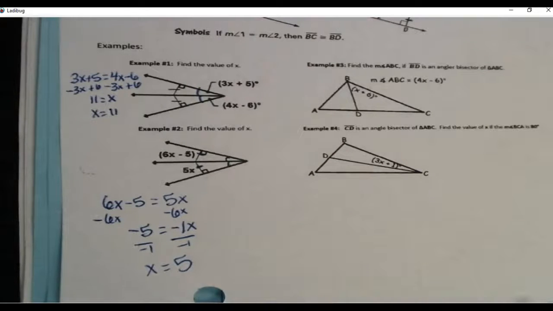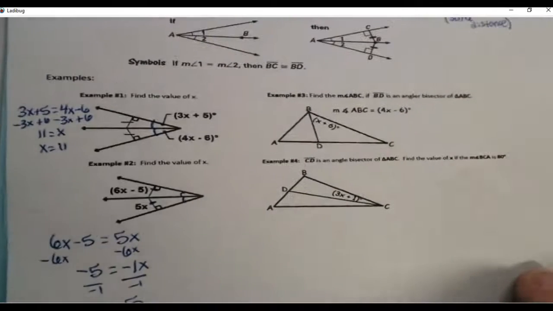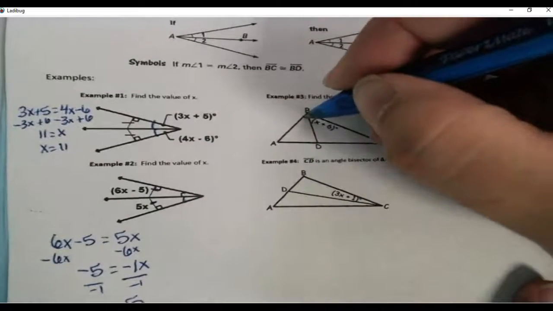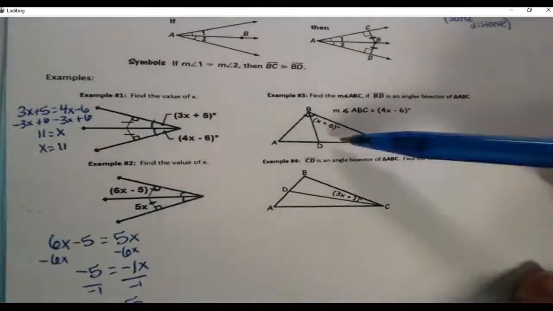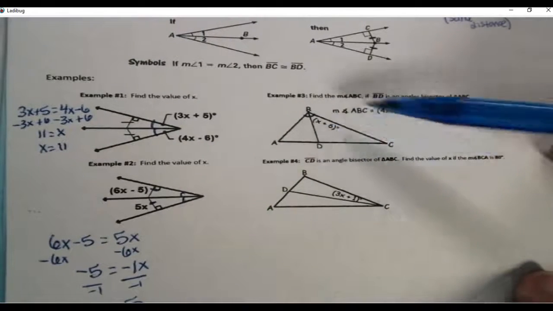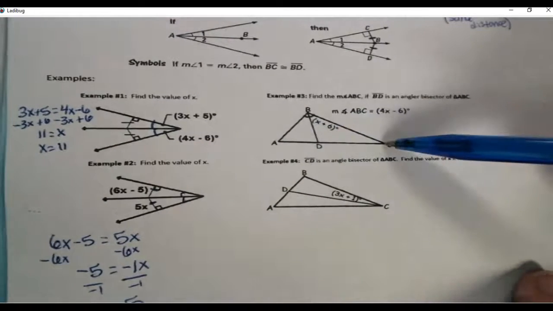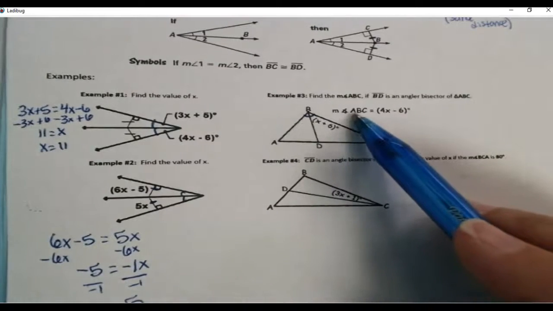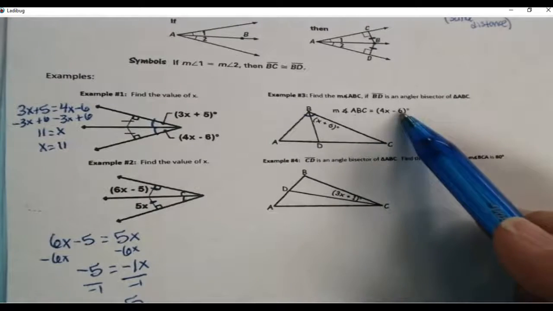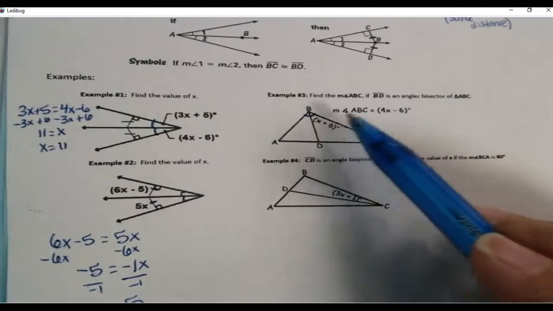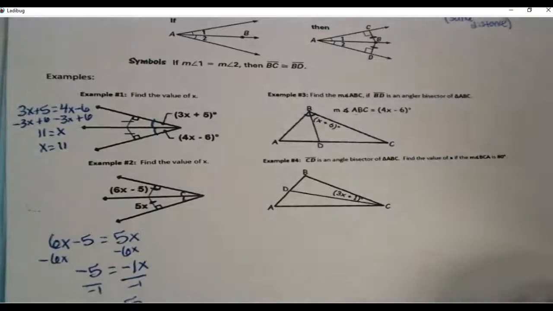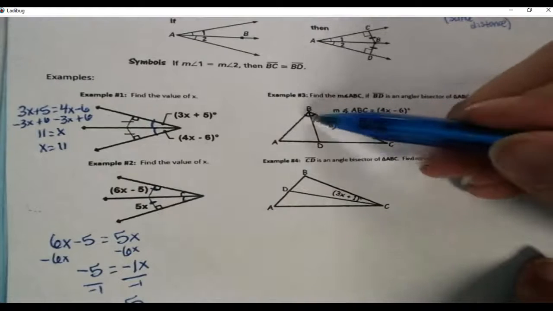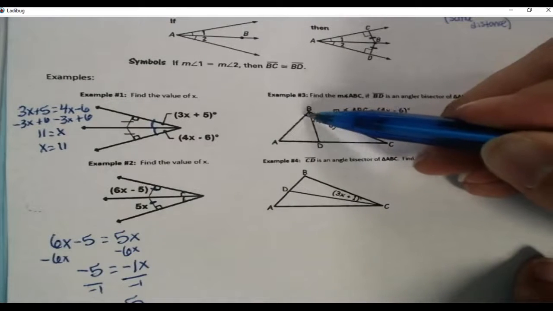Okay, so 3 is a little bit different. It says we want to find the measure of ABC. So we want to find this whole thing, if BD is the angle bisector of ABC. It tells me that ABC is 4x minus 6. Well, can I say 4x minus 6 equals x plus 6? No, because x plus 6 is the small side. 4x minus 6 is the entire thing.